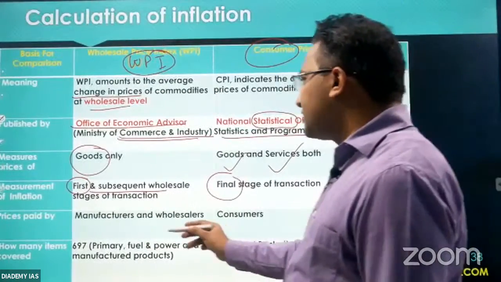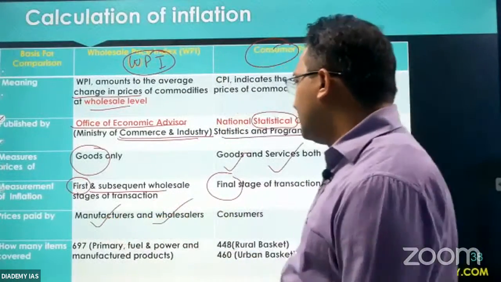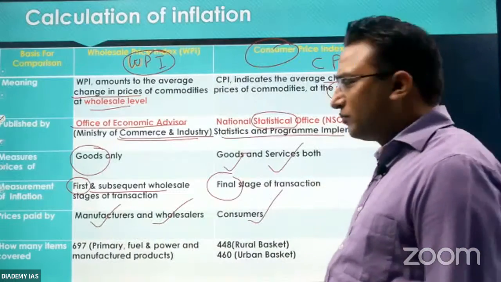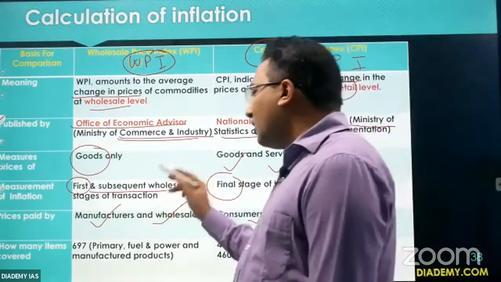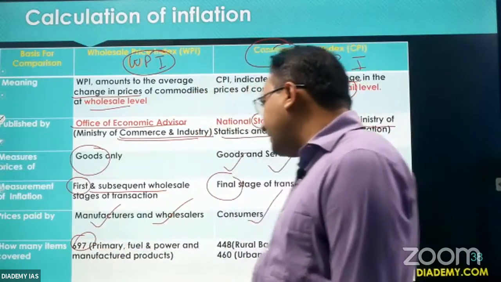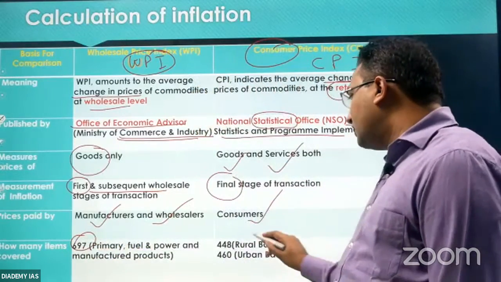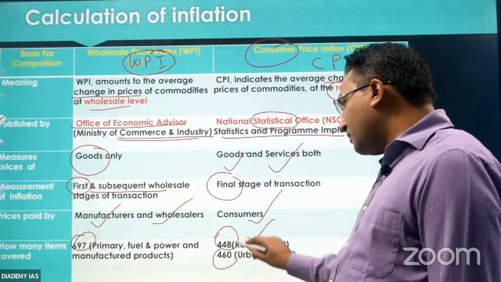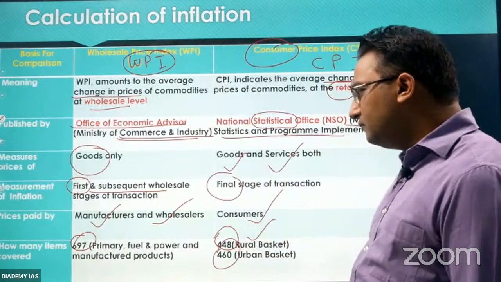Prices here are paid by the manufacturer and the wholesaler, and in the consumer case it is paid by the consumer. So the consumer is actually spending from the pocket. How many items in the wholesale? We have 697 items. In the consumer we have 448 items in case of rural, and in case of urban we have 460 items, right?